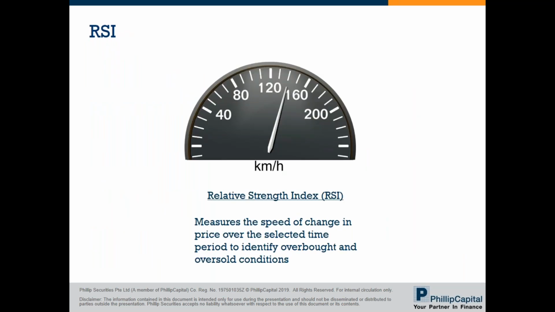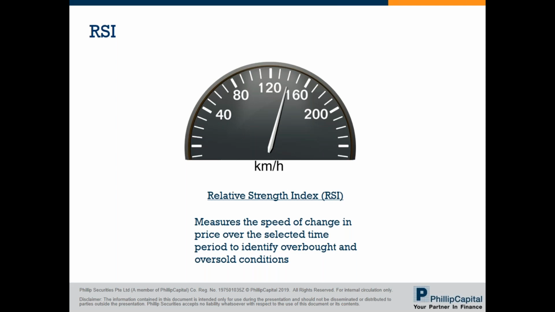Right, very quickly, next we have the RSI, which is short for Relative Strength Index. The reason why I've placed a speedometer in the image is because it works something like that. It measures the speed of change in price over a selected time period. Just like how, if you are traveling at an increased pace, that will be reflected in your speedometer. In the same way, in the relative strength index, as you see it moving higher, you know that the strength has increased. So mainly what it does is to identify overbought and oversold conditions.